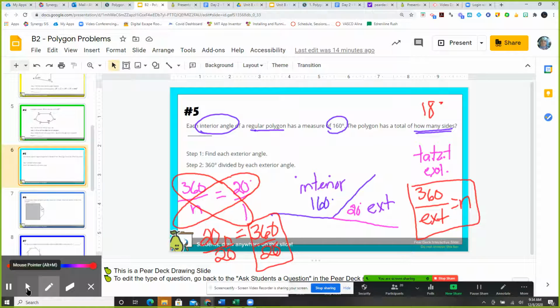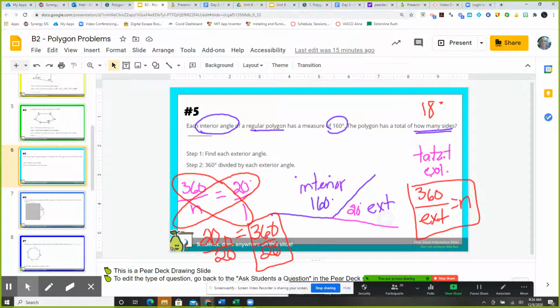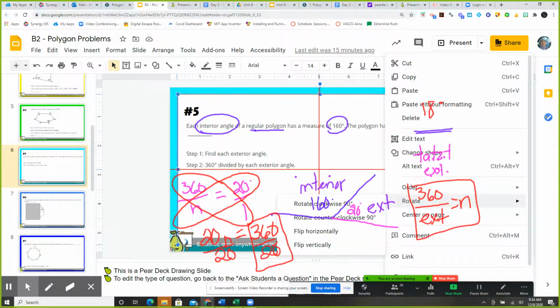360 divided by the exterior angle gives you the number of sides. This is just a bunch of stuff you need to memorize. It's kind of, I don't know. I think it's more fun to cut snowflakes myself. So with that in mind, 360 divided by the exterior angle gives you the number of sides. If I have the interior, I can find the exterior, and then 360 divided by the exterior gives me the number of sides.